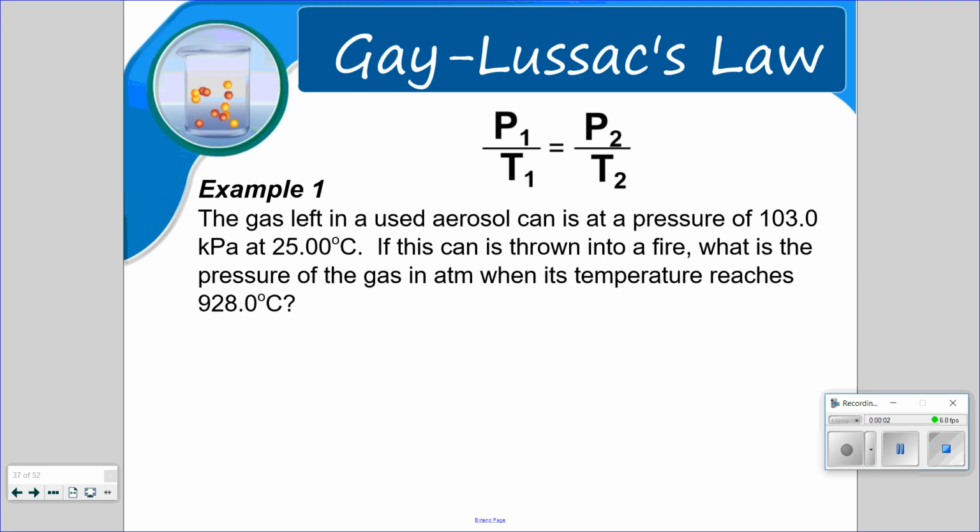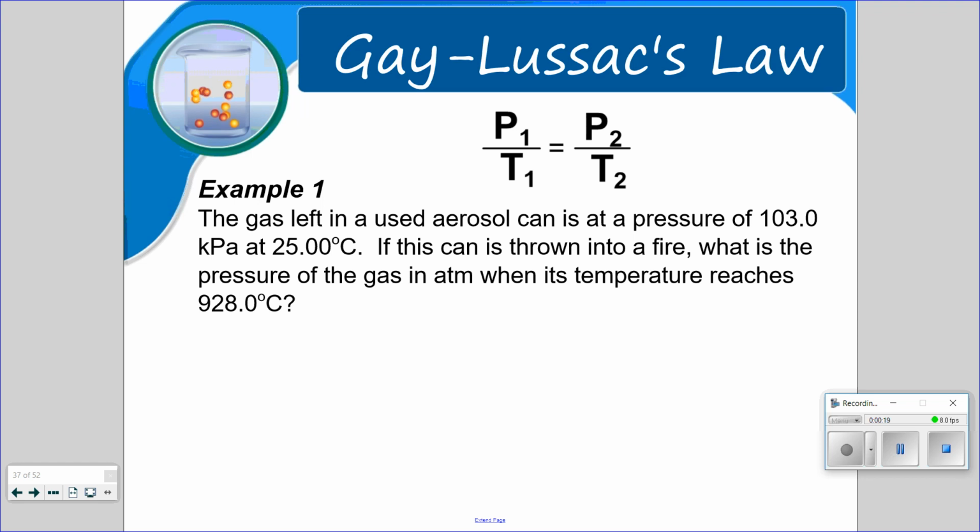So let's go ahead and do a problem with Gay-Lussac's law. It says a gas is left in a used aerosol can at a pressure of 103.0 kilopascals at 25 degrees Celsius. If this can is thrown into a fire, what is the pressure of the gas in atmospheres when its temperature reaches 928.0 degrees Celsius?